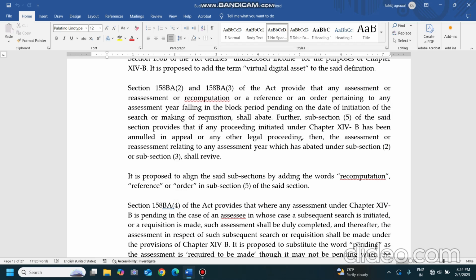Now a similar amendment is required in a case where, if any search is initiated or requisition is made, that can be annulled or cancelled in any appeal or other legal proceedings. Earlier the reference was given only to assessment or reassessment. Other points like recomputation, reference or any order pertaining to any assessment year were not covered over here. But the intention of the law was not that. It wanted to cover everything. So subsection 5 contains the details regarding the annulment of appeal. We'll cover these things also. So it is just of a clarificatory nature.